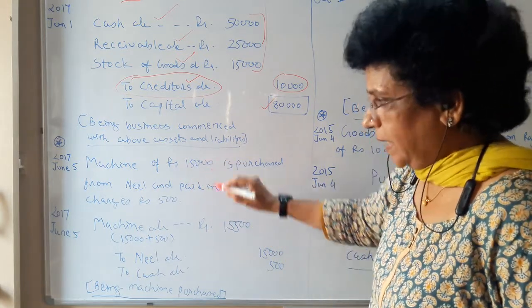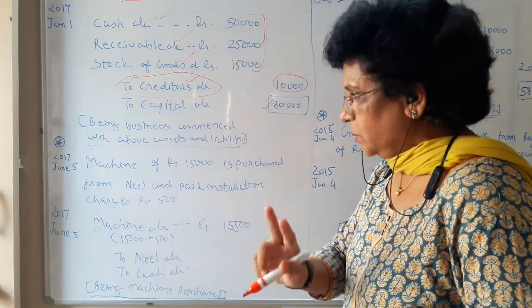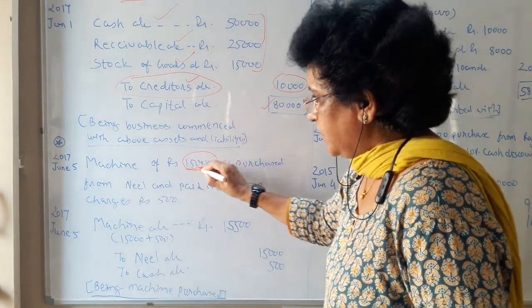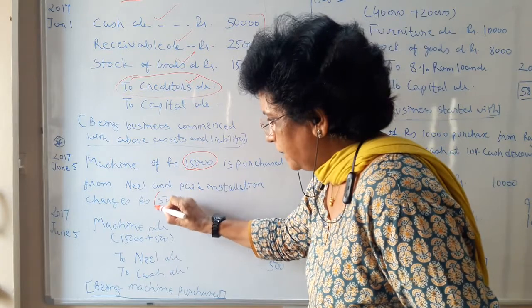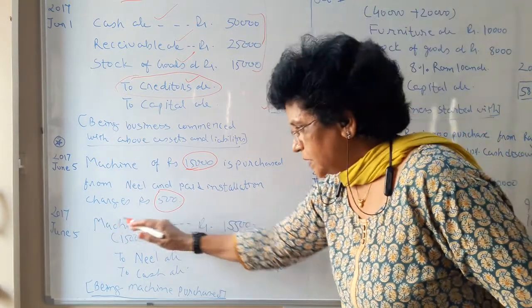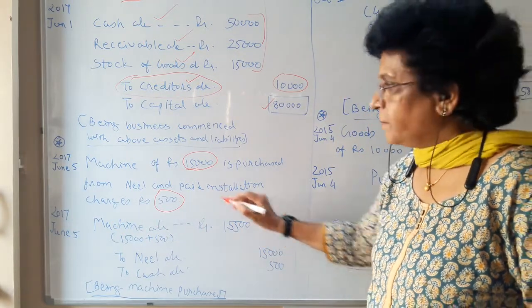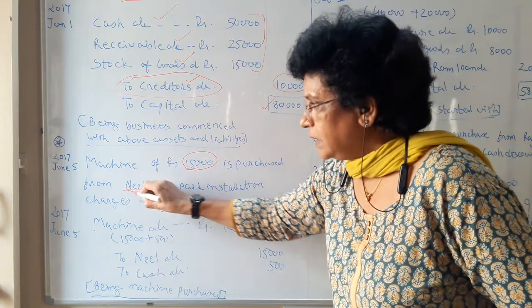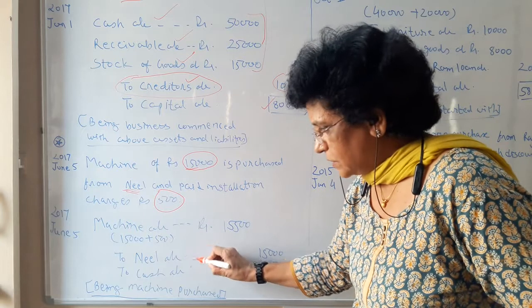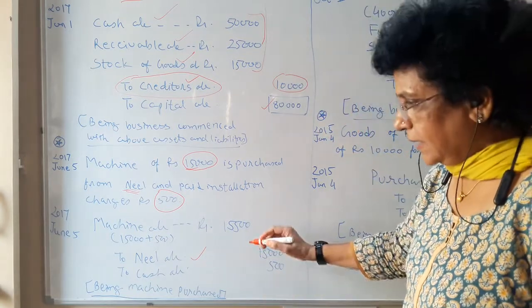So here the combined journal entry becomes: machine account debited with two figures. One, whatever is the cost of the machine, 15,000, plus whatever installation charges you have paid, 500. So machine is to be debited with 15,500. Now you have purchased from NIL. The name of the party is mentioned, so it is a credit transaction. So NIL is your creditor, so NIL account is to be credited.